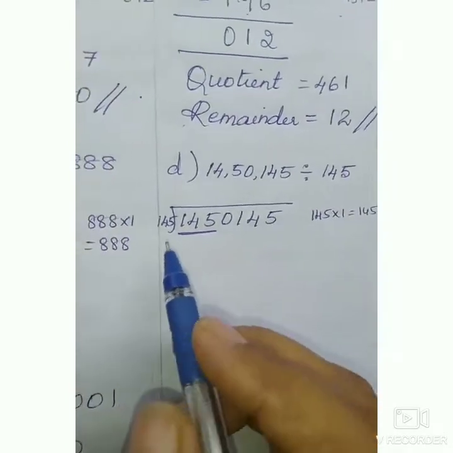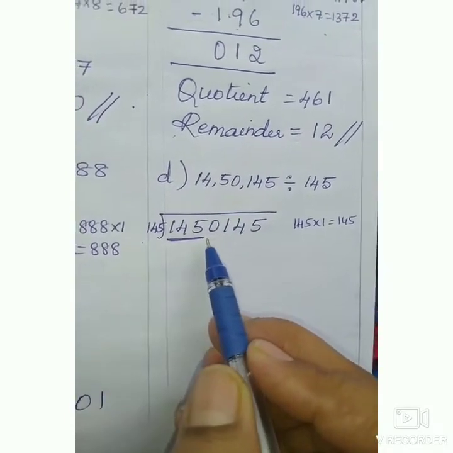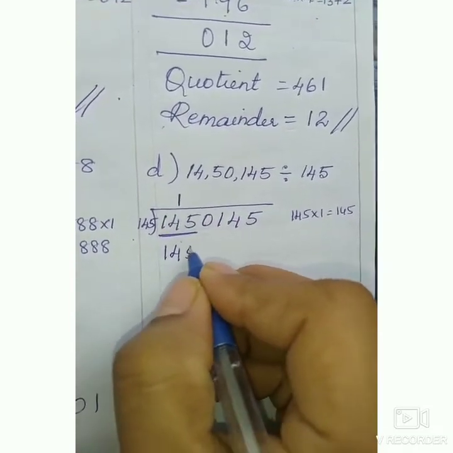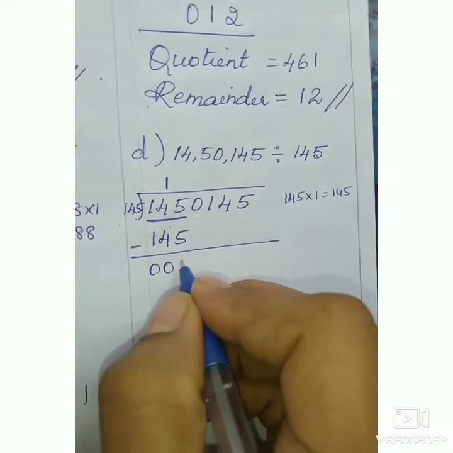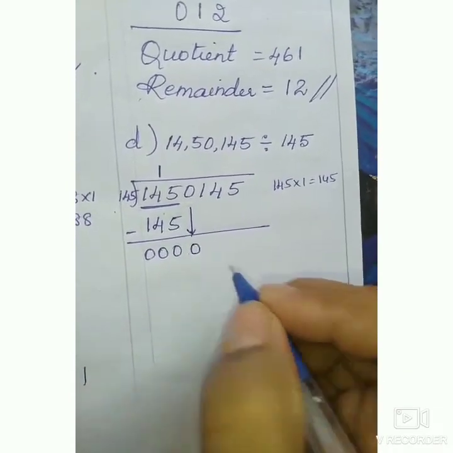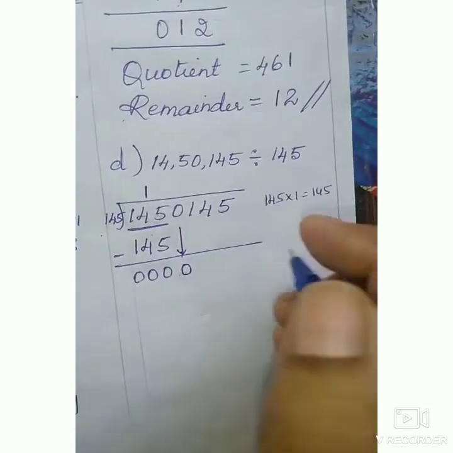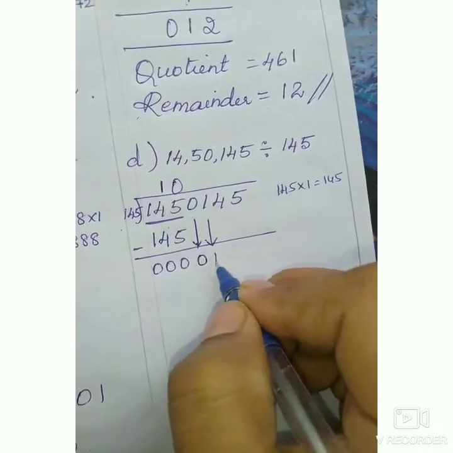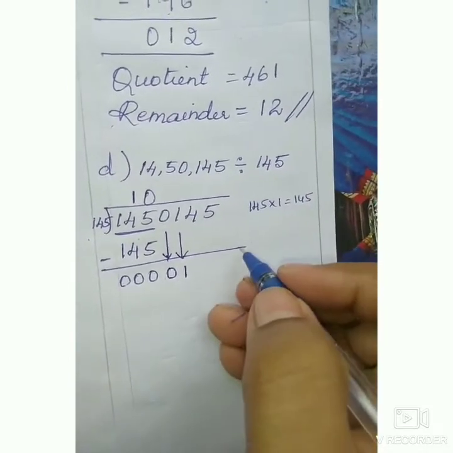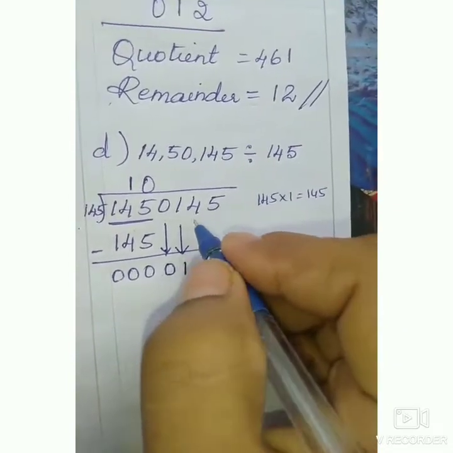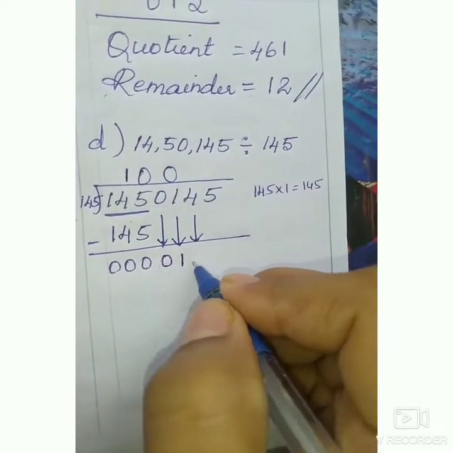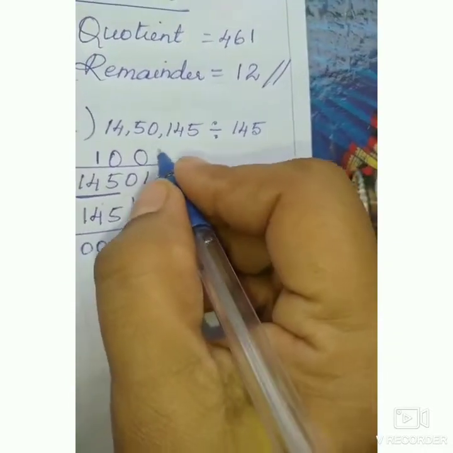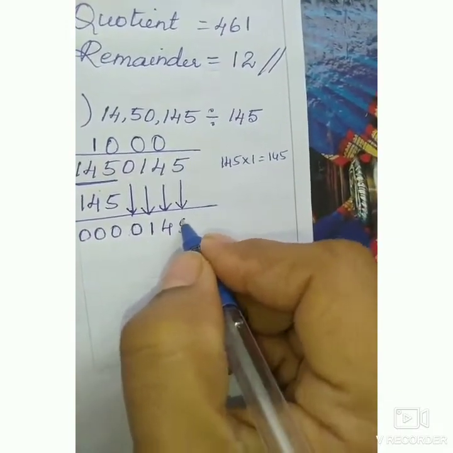Next one, you can see 145, again 145. So 145 ones are 145. Now subtract, you get zeros. Now bring 0. Now 0 is not possible in the table, children. So what you have to do, place one more 0 and bring 1 down. Now is it 1 is possible in 145 table? No, again. So place one more 0 and bring 4 down. Is it 14 is possible in 145 table? No, again. So place one more 0 and bring 5 down.